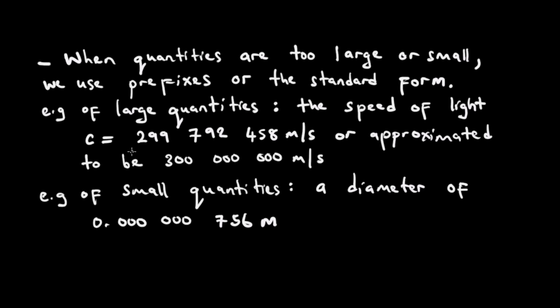299,792,458 meters per second. Kana tiri ku O level kunoku, we approximate it to 300 million meters per second. This is the speed of light in a vacuum. And what do we call a vacuum? A vacuum is an empty space. A vacuum is a space devoid of matter. In a practical sense, a vacuum is a place without air.